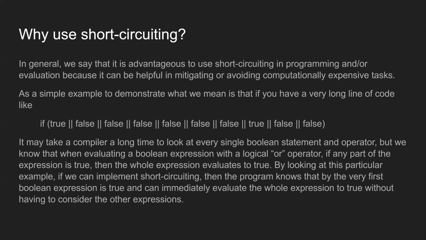As a simple example to demonstrate what we mean, if you have a very long line of code, such as this really long Boolean statement here that ORs a bunch of true false statements, it may take the compiler a really long time to look at every single Boolean statement and operator. But we know that when evaluating a Boolean expression with a logical OR operator, if any part of the expression is true, then the whole expression evaluates to true. By looking at this particular example, if we can implement short-circuiting, then the program knows that the very first Boolean expression is true, and it can immediately evaluate that this entire expression is true without even having to consider the rest.